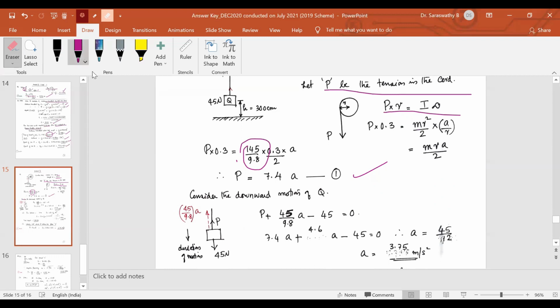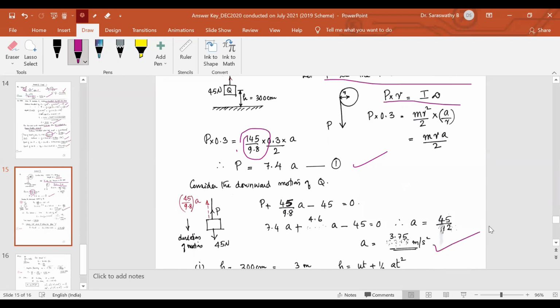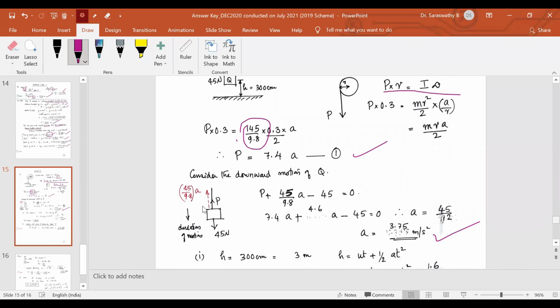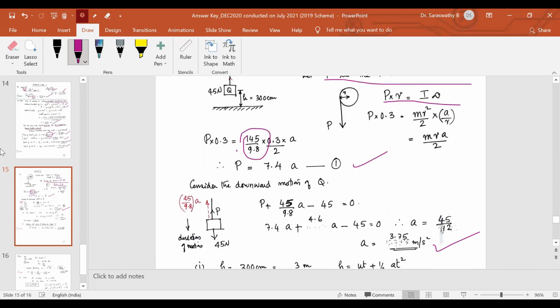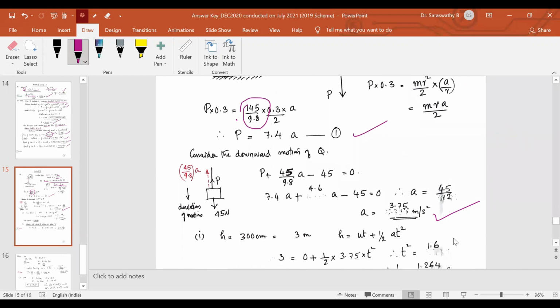From that, P we have already got as 7.4a, and we have substituted for P here: 45 by 9.8 a plus 7.4a minus 45 is equal to 0. From that we get the acceleration equal to 3.75 meter per second square. So we have got the acceleration of the system. Now the question is to find the time required for the weight Q to fall through a height of 300 centimeters. So the acceleration of this mass is 3.75.